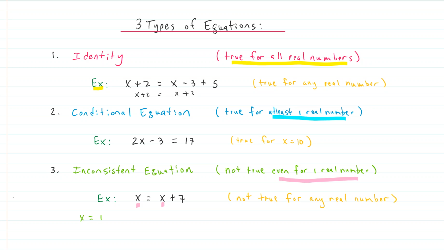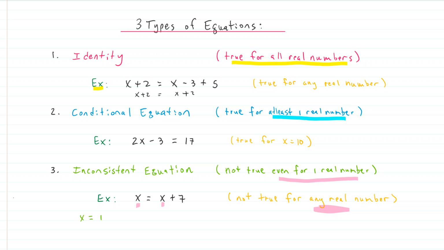So does 0 equal 7? Nope, it doesn't. There isn't any real number that you can take and say it is equal to itself plus 7. So this equation is not true for any real number. So we call it an inconsistent equation because it does not have a solution. The only solution is the empty set.